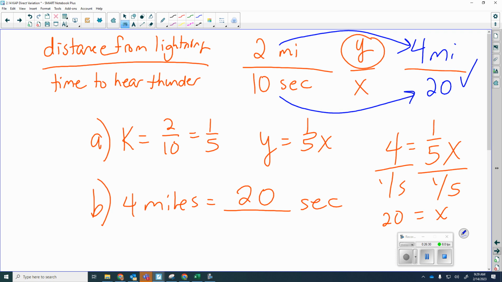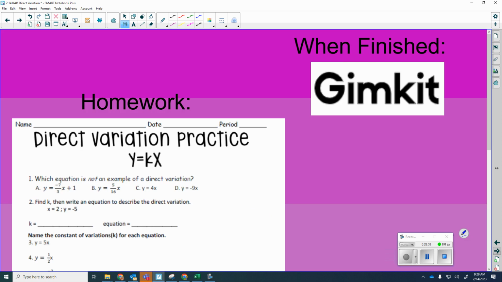Okay? I have a GIMP kit for us, and we do have time to do it. And then I also have a homework page, which I have not given you yet. Okay? So go ahead and grab a device for GIMP.